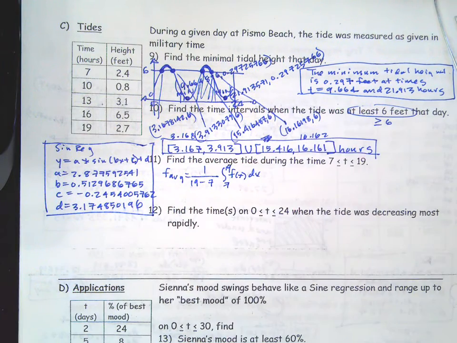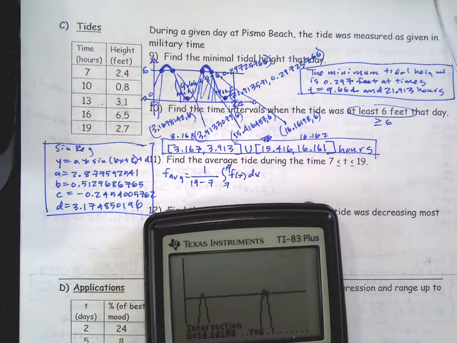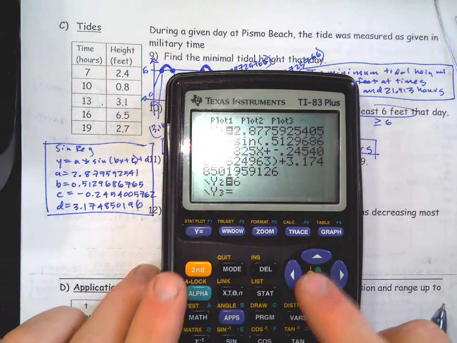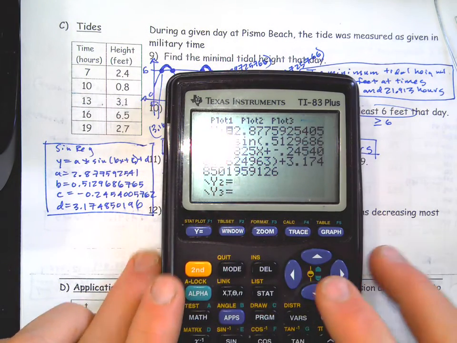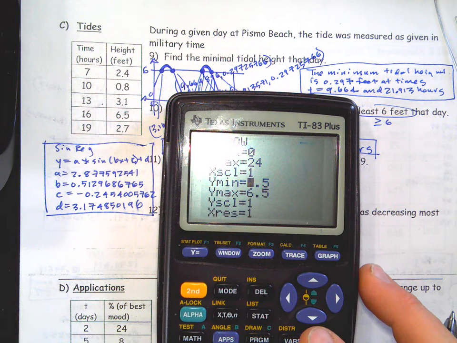So we're going to find the total tide height over 7 to 19 and then divide by the number of days. So I'm going to go back here. I'm going to get rid of this guy. I'm going to go back to my window and get a nicer picture.